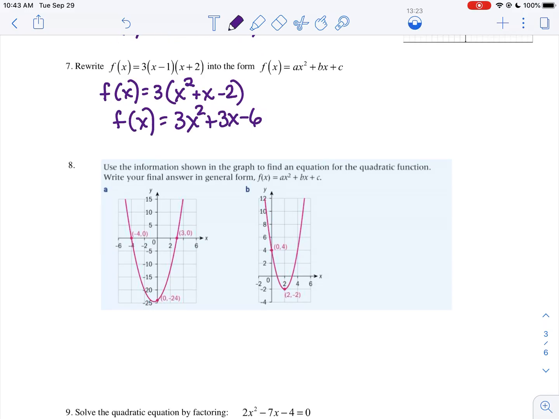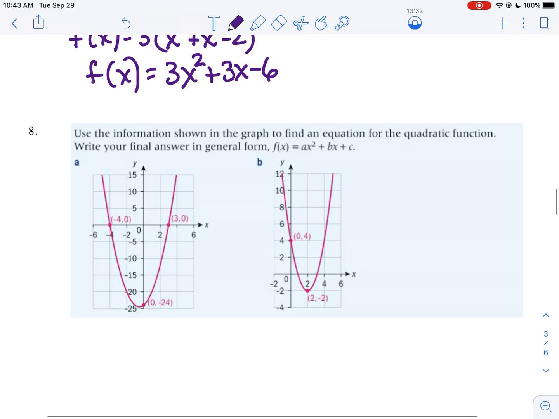And I am doing this rather quickly because this is a review of Algebra 1 and Algebra 2. So this is just if you need a little bit of assistance here, getting this back in your brains. Number 8. Use the information shown in the graph to find an equation for the quadratic function. Write your final answer in the general form.